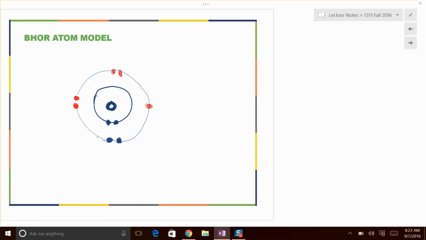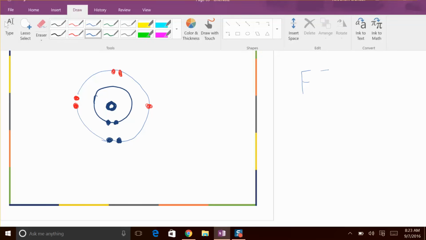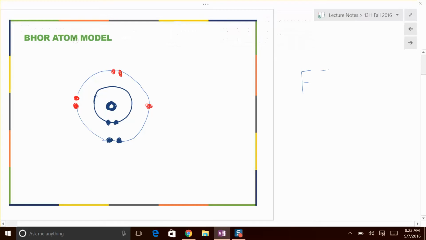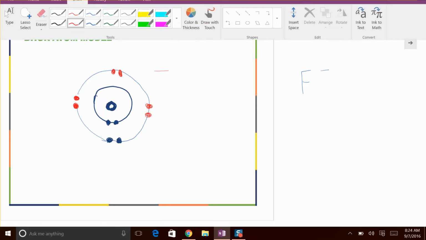What happens to its charge? What does it become? More negative. F minus. Because it fills that vacancy, and now it has a negative charge because it has 9 protons, but now it has how many electrons? 10. So the number of electrons is outnumbering the number of protons, and so it becomes negatively charged. Okay? All right, let's go to the next one.